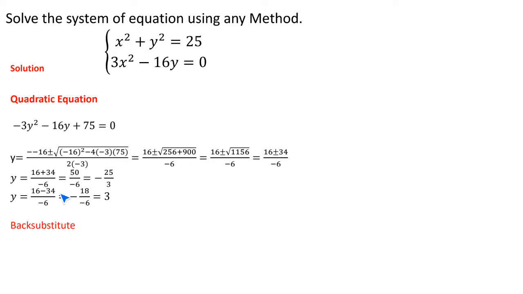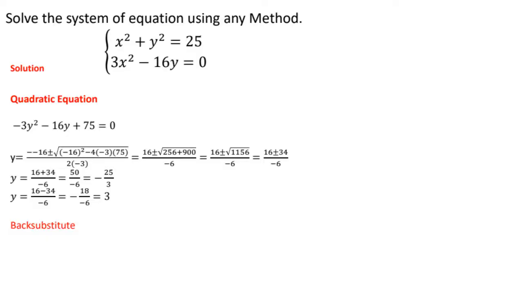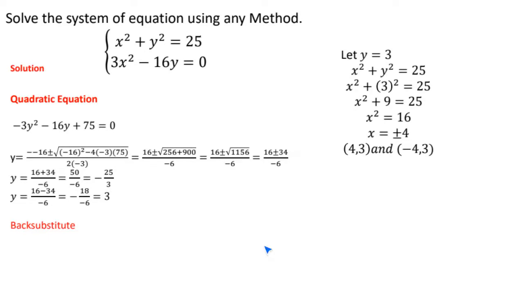So 16 minus 34 is -18, divided by -6 is +3. So for y, we have two solutions. Now we're going to find the x's that go with each of the y's. So the first one, y equals 3.